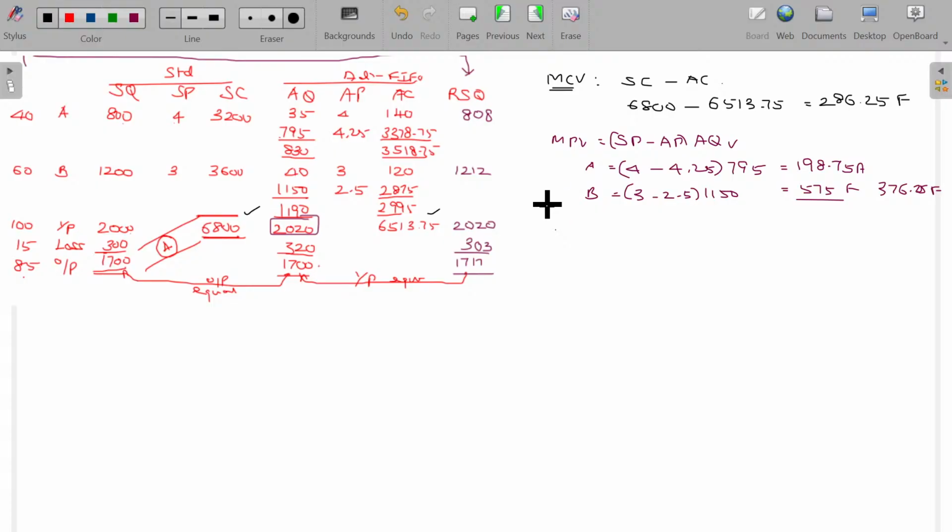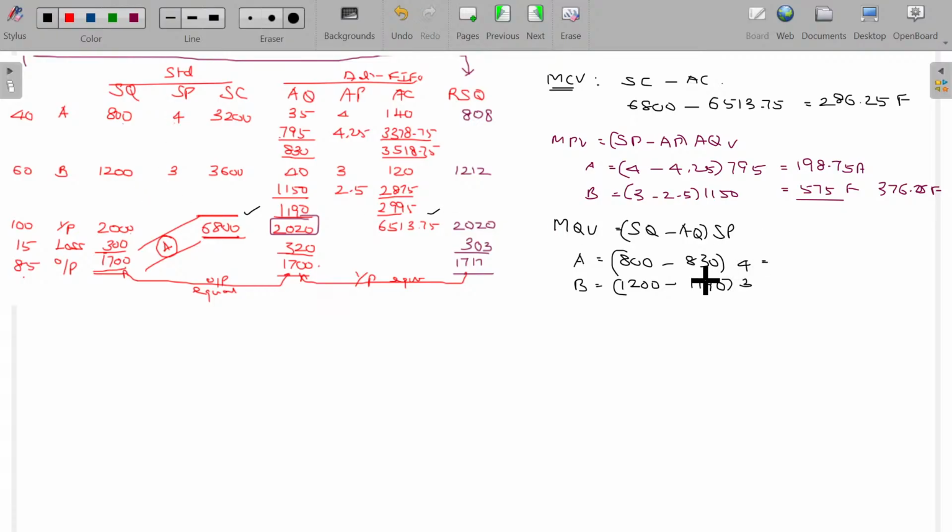Okay, material quantity variance: standard quantity minus actual quantity into standard price will be taken for A and B. Standard quantity for A being 800, B 1200. Actual quantity being 830 and 1190. Standard price being 4 and 3.